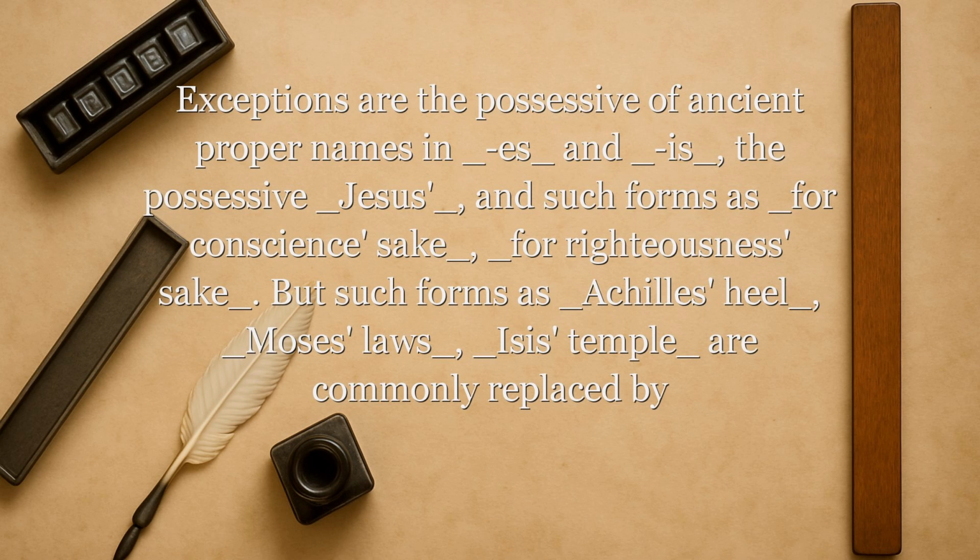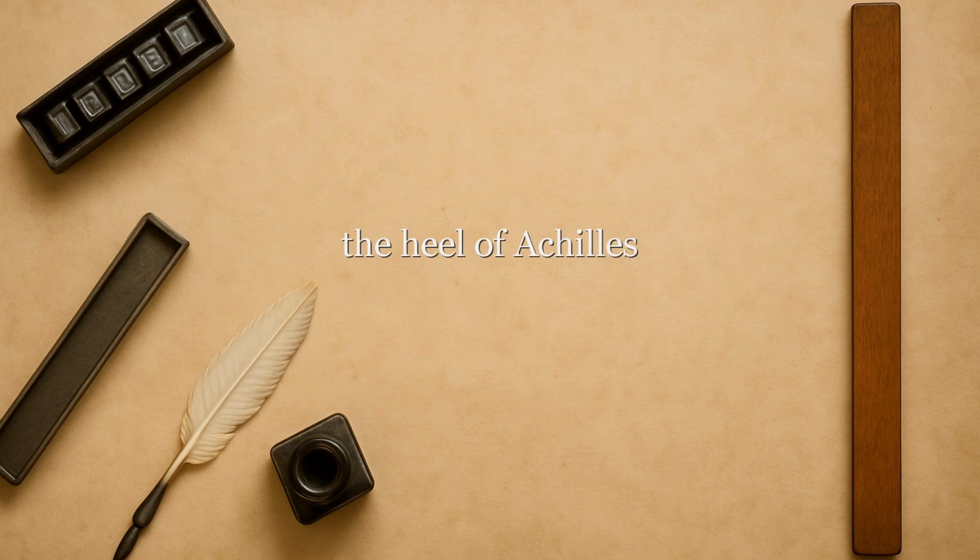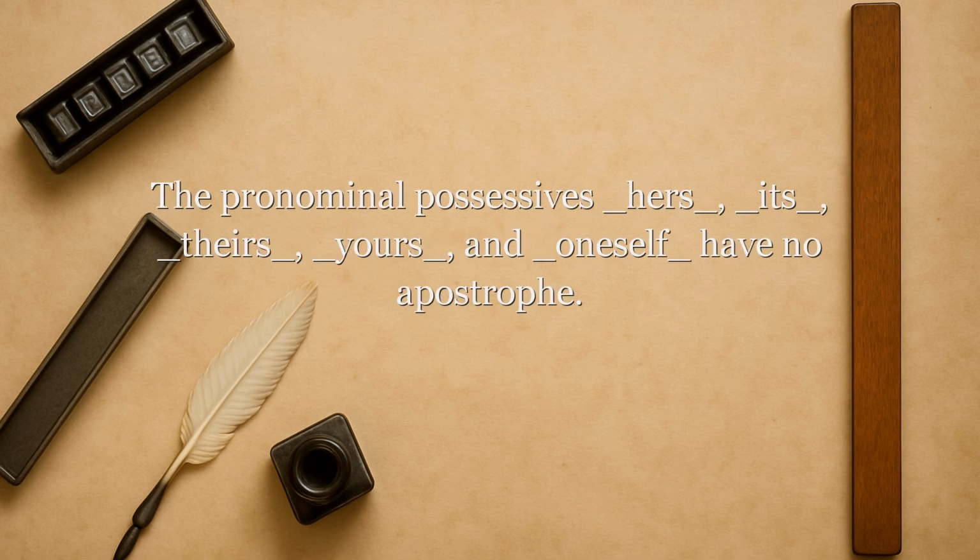Exceptions are the possessives of ancient proper names in -es and -is, the possessive Jesus', and such forms as for conscience' sake, for righteousness' sake, but such forms as Achilles' heel, Moses' laws, Isis' temple, are commonly replaced by the heel of Achilles, the laws of Moses, the temple of Isis. The pronominal possessives hers, its, theirs, yours, and oneself have no apostrophe.